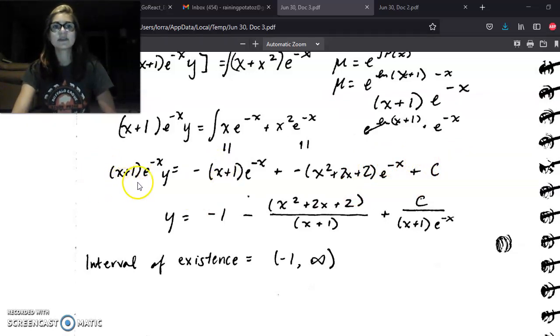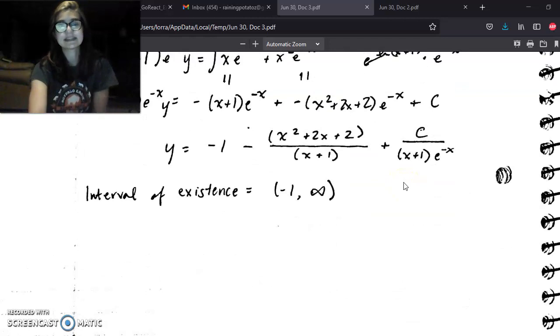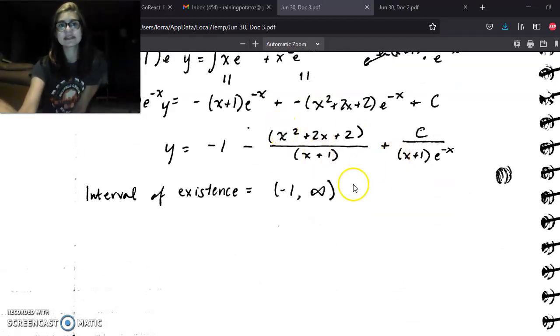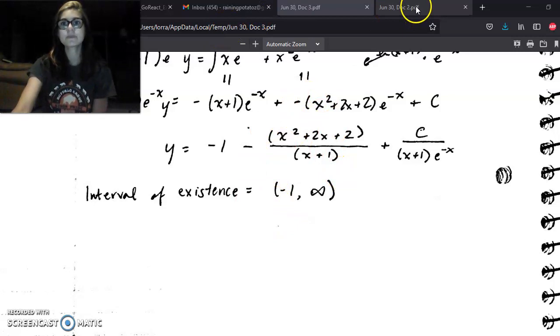And then you just divide both sides by x plus 1 e to the negative x to get this final result. And then the interval of existence for this equation is -1 to infinity, because as stated above, x cannot equal -1, and the interval of existence is the largest interval with which it exists. So it's only asking for one side. I could have also used the interval -infinity to -1, not inclusive.